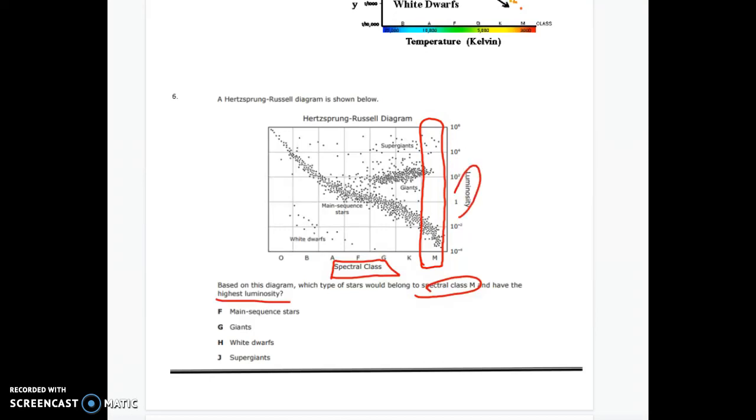We know luminosity. This time it's on the left side. Sometimes it's on the right. But either way, the higher up a star is, the brighter it is going to be. So in this case, our stars that are in spectral class M and our brightest are right there, which are the supergiants. Down here, that would be letter J.